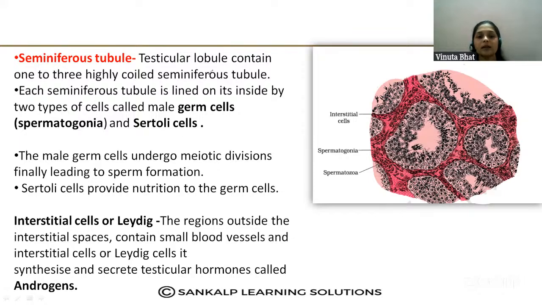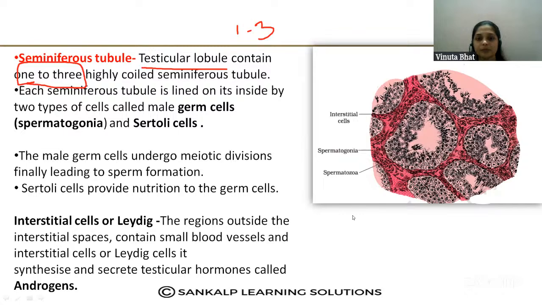How many seminiferous tubules are present in a testicular lobule? That is 1 to 3. This has also been asked in NEET. Around 1 to 3 highly coiled seminiferous tubules are present inside each testicular lobule. So this is about the seminiferous tubules.